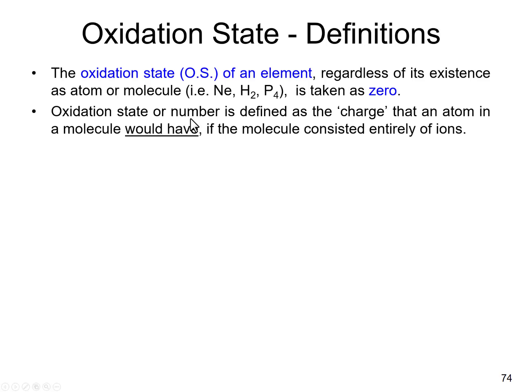Now, the oxidation state or oxidation number is defined as the charge that an atom in the molecule would have if the molecule consisted entirely of ions. Here we can see an example of a water molecule, and if we treat the water molecule as an entity consisting of ions, then we have to write H+, H+, and O2-. Now these H+ and O2- are the charges of the respective ions in a hypothetical ionic water molecule. And so we can assign the oxidation state +1 to the hydrogen moiety and the oxidation state of -2 to oxygen.